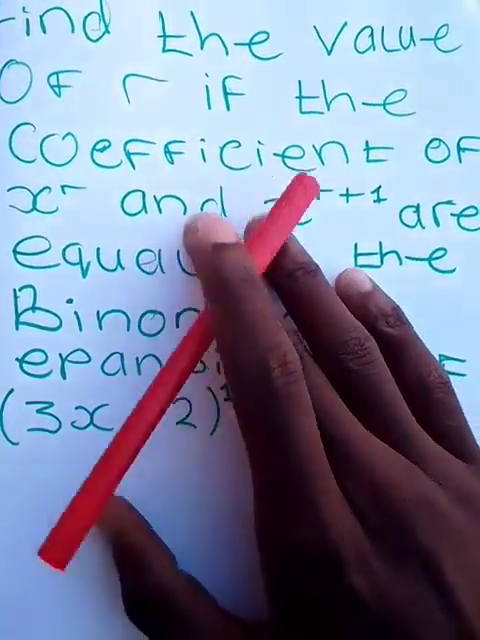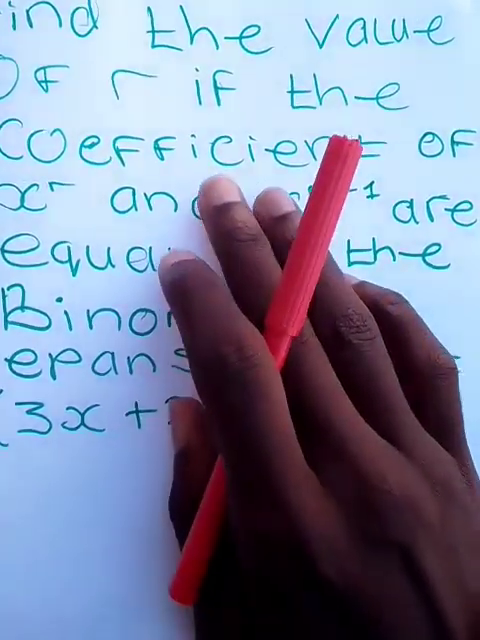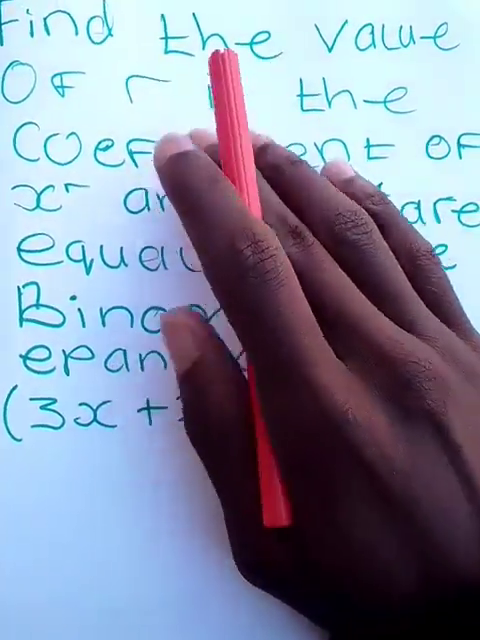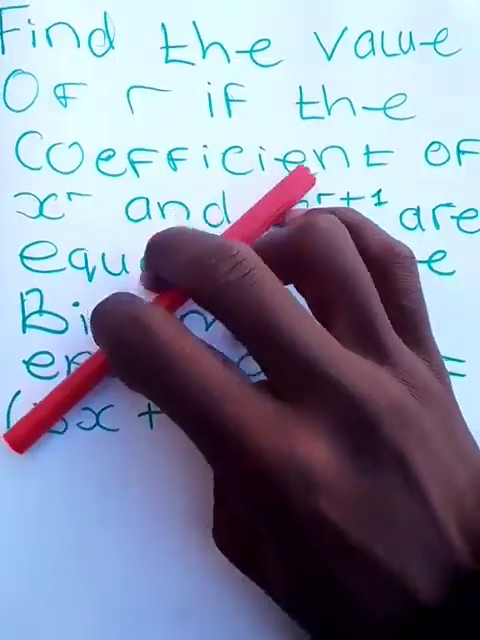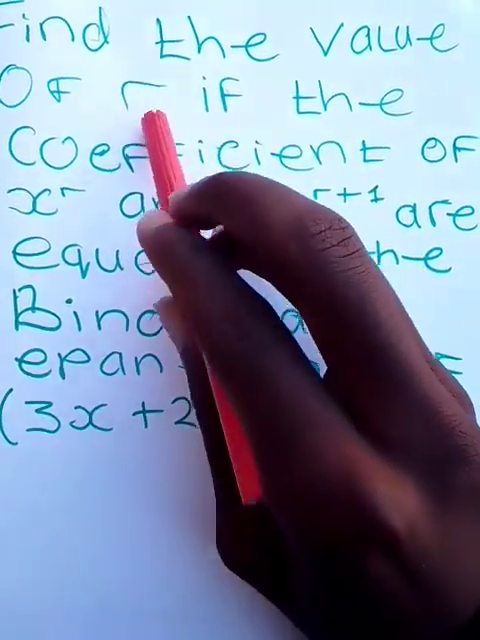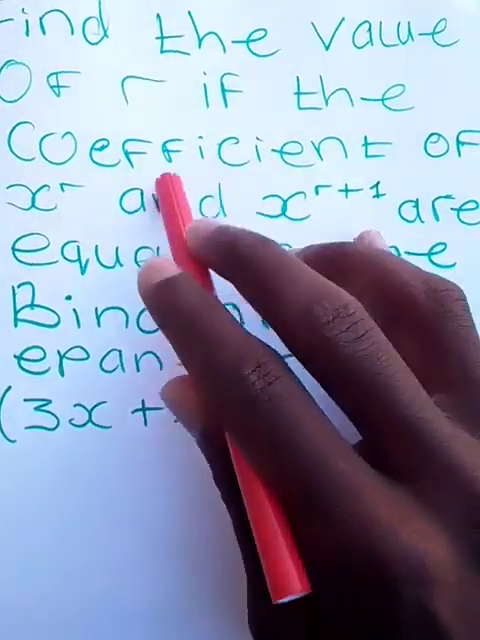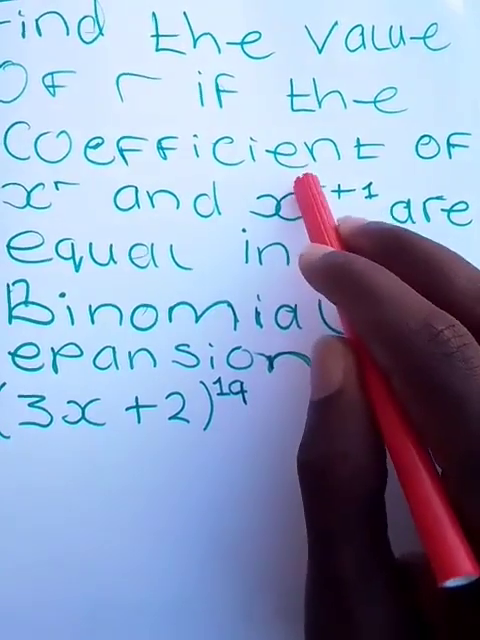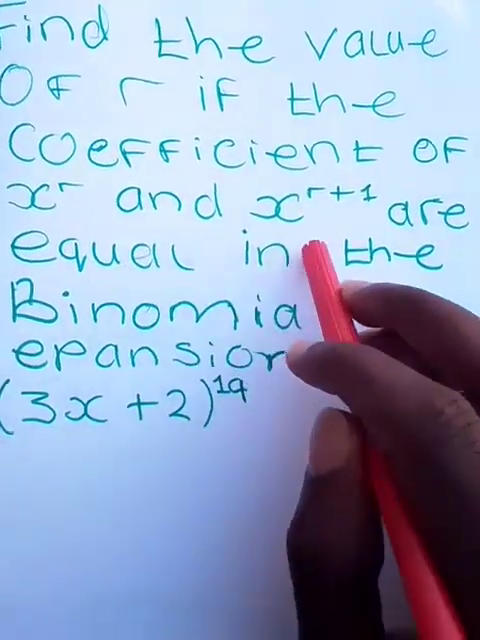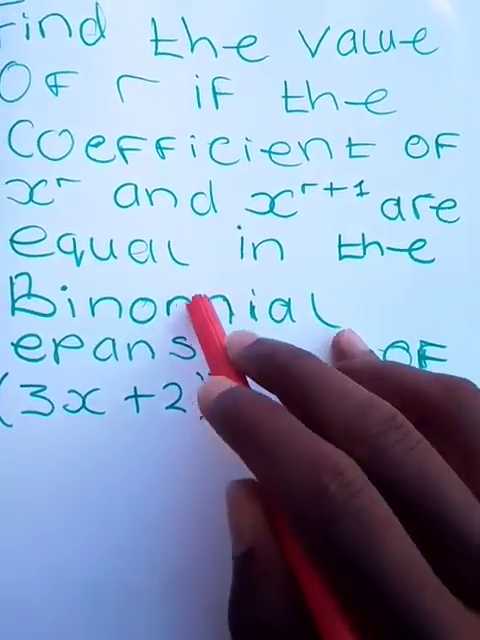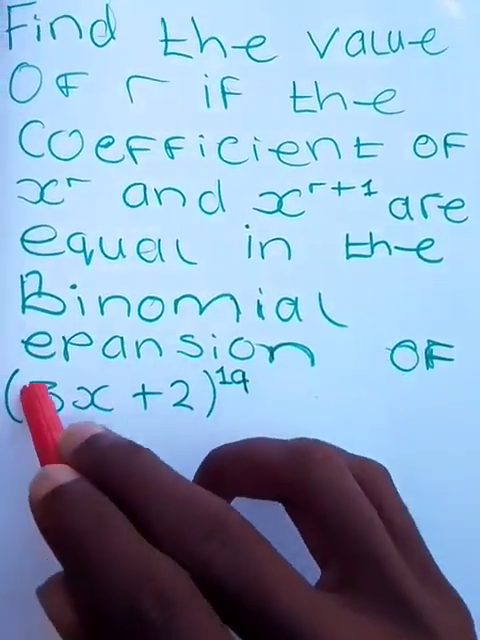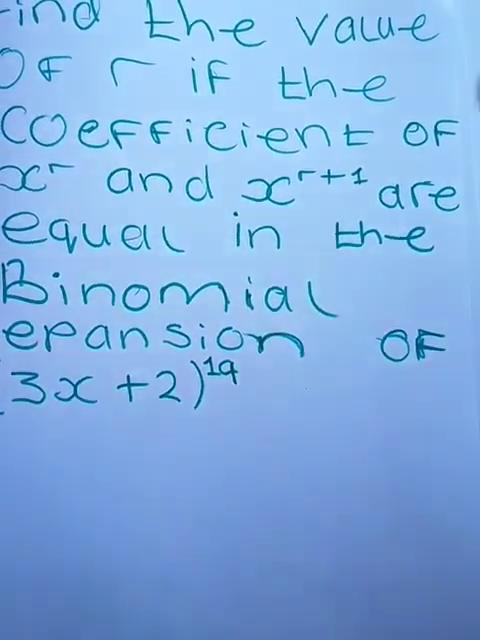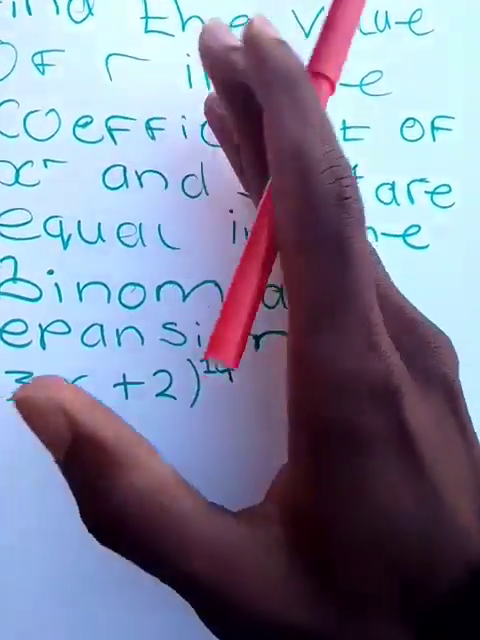Welcome to the video. So today we are going to be solving this question. The question is saying: find the value of r if the coefficients of x raised to the power of r and x raised to r plus 1 are equal in the binomial expansion of this binomial here. So here they want us to find the value of r, but how are we going to find that?